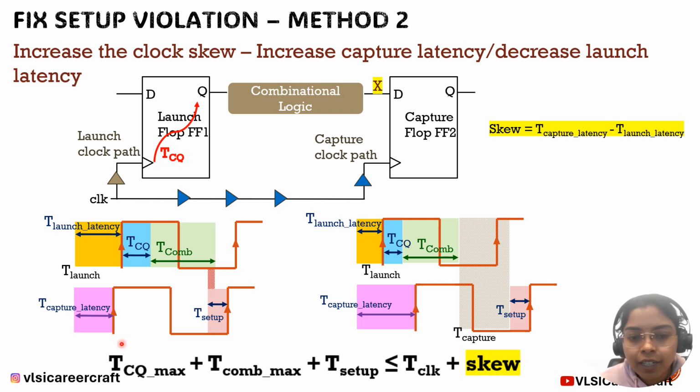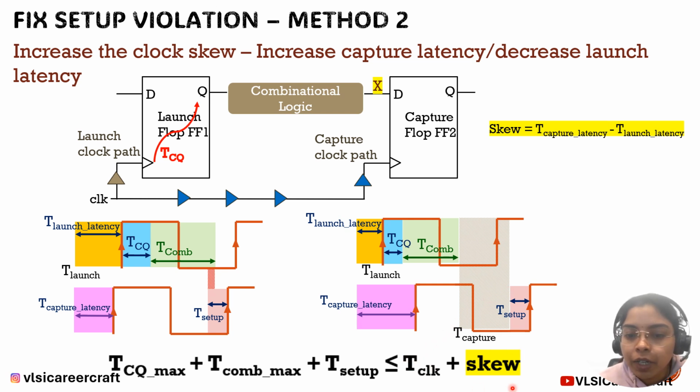We can understand this by looking at this equation as well. If you increase the right hand side of the equation, any term on the right hand side will satisfy this condition, because the right hand side should be greater than or equal to the left hand side. So here the T clock we have increased in the previous method.